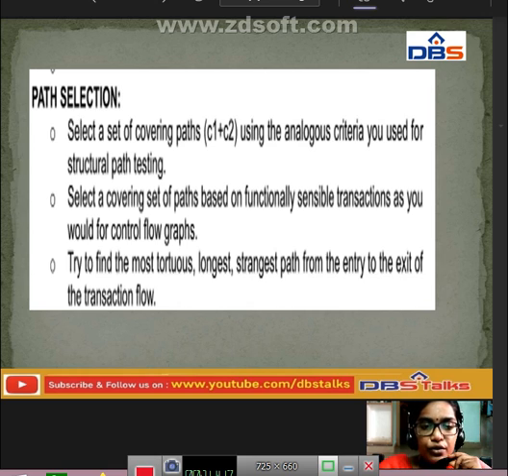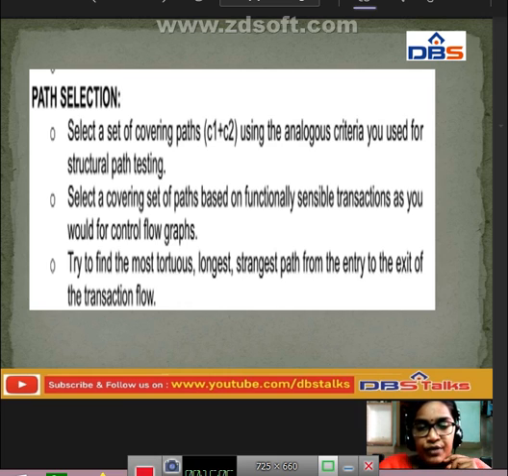What are you going to do for the control flow graphs? You have to select the covering set of paths based on the functionally sensible transactions. Next, you have to try to find the most tortuous, longest and strongest path from the entry to the exit of the transaction flow.